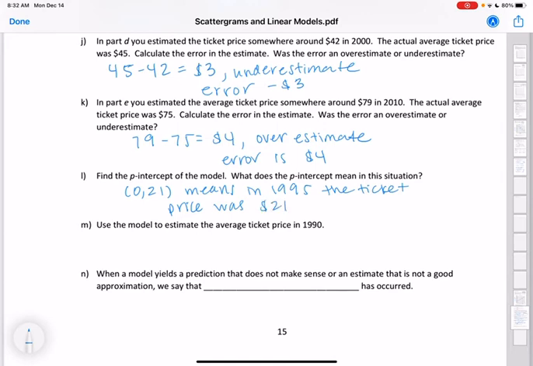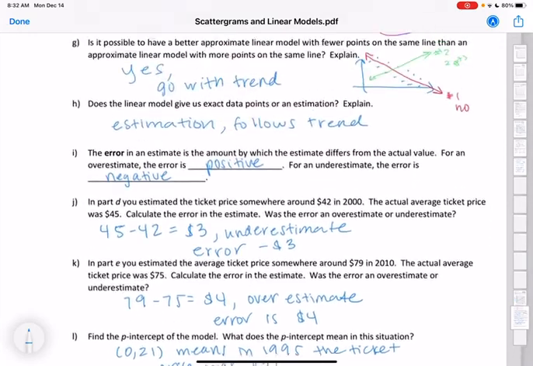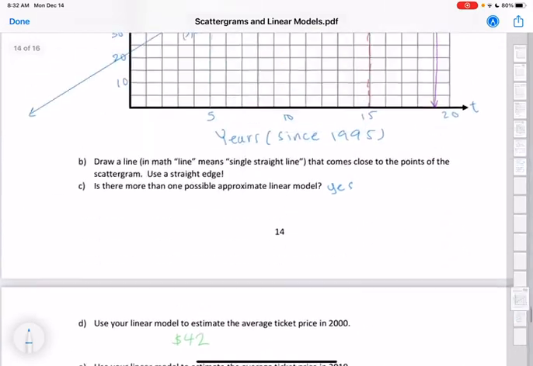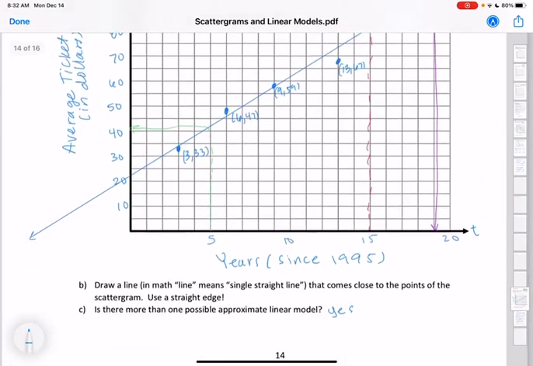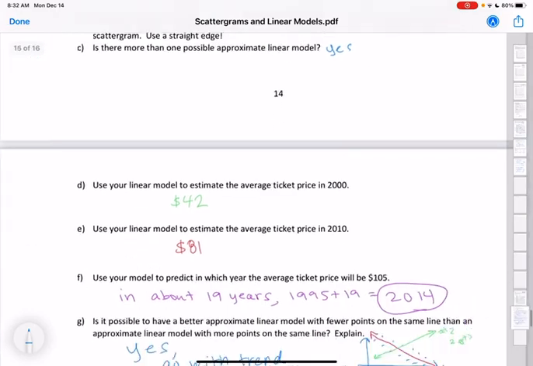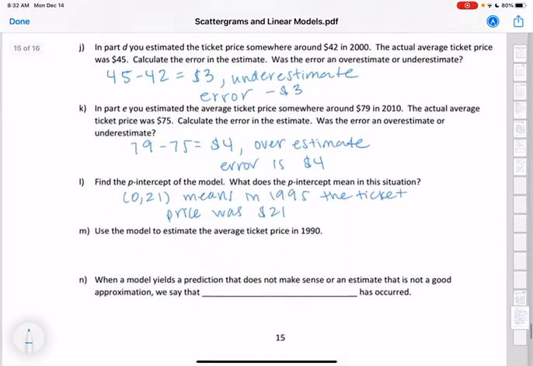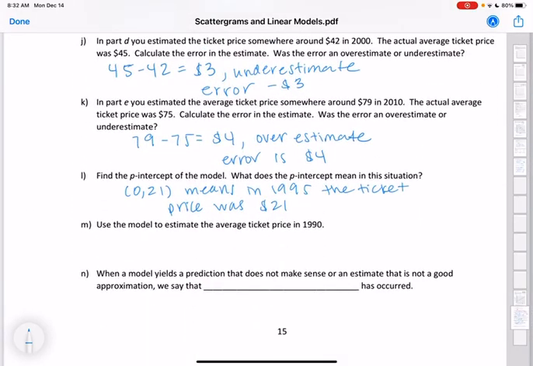All right, so for part K, I did the 79 minus that 75. So we thought it was 79, but it was actually 75. So that's a difference of $4. We overestimated, so the error is a positive $4. Finding the p-intercept, and what does it mean? So let me scroll back up. That p-intercept is where it crosses that vertical axis. So I said about 21. So that would be 0, 21, and that would mean that in 1995, the ticket price was $21.